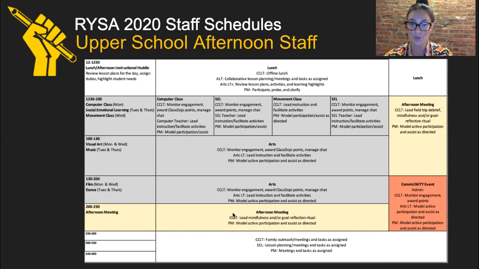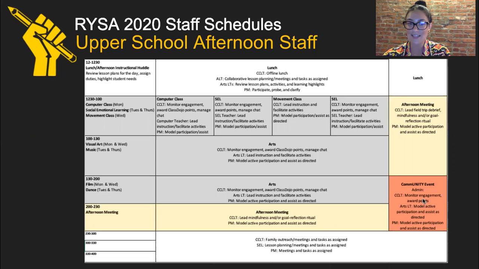From 2 until 2:30, upper school students have an afternoon meeting. This serves the same function as the midday meeting does for lower school students. It gives an opportunity for that class to reconvene. The CCLT, or Classroom Culture Lead teacher, will lead a mindfulness and or goal reflection ritual during this time. The peer mentors will model active participation and assist as directed.